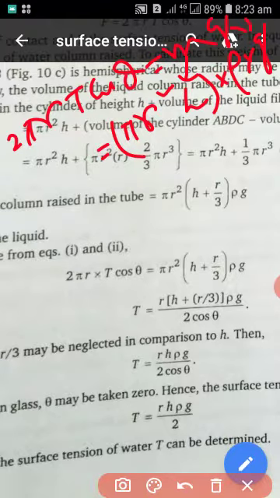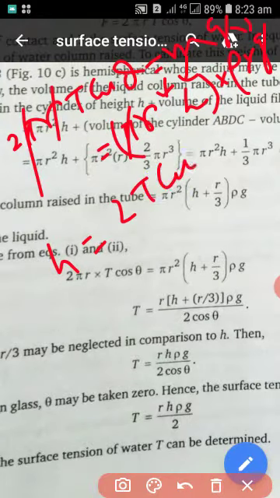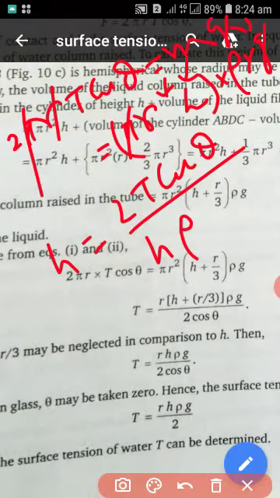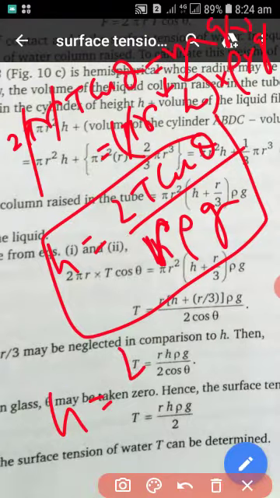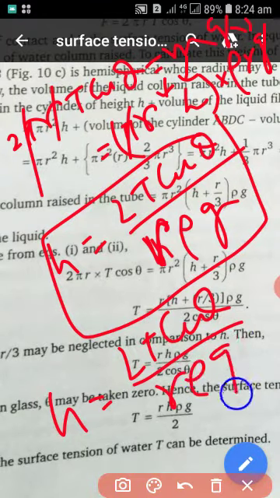So now pi cancels, r cancels, so h equal to 2T cos theta by r rho g. Oh sorry, r rho g. So this is the calculation. Surface tension T: h equal to 2T cos theta by r rho g. This is the height actually occupied by the liquid.